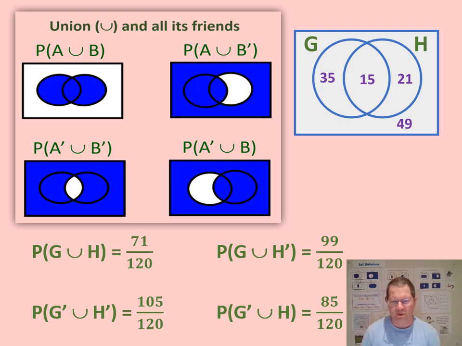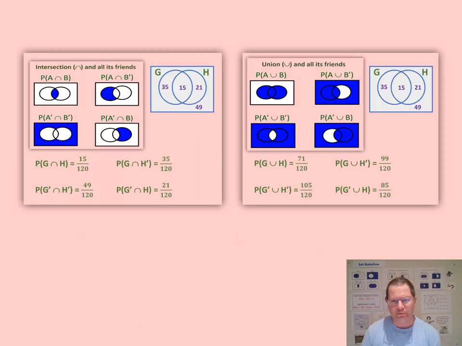And then finally, the probability of not G union H. We want the numbers that aren't in G, that's the 21 and the 49. The numbers that are in H, that's the 15 and the 21 again, but we don't include the 21 twice. So 15 plus 21 plus 49 is 85. Alternatively, those three regions are everything apart from the 35 that is in G but isn't in H.